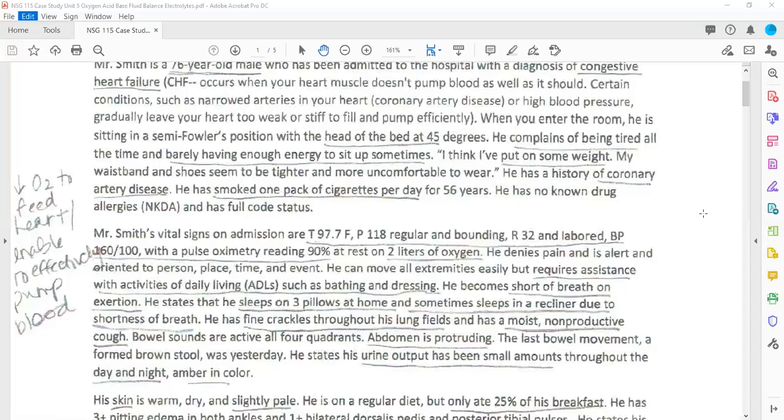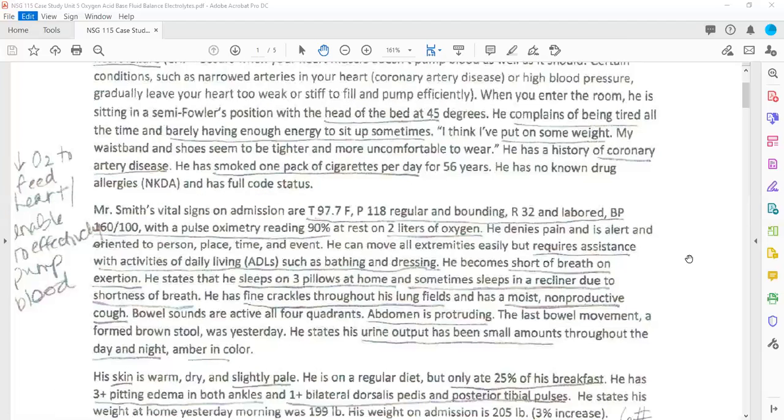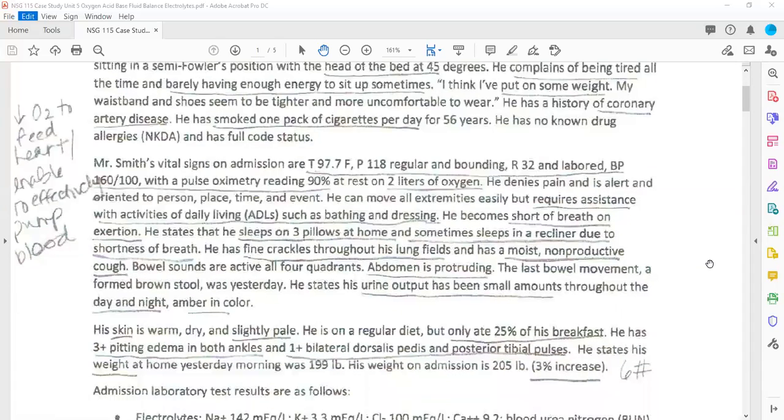The last bowel movement, it was a formed brown stool yesterday, so that's good. He states his urine output has been small amounts throughout the day and night, amber in color. So amber, we could mean would kind of be on the outer aspects of normal, so kind of a darker yellow. And his urine output's been small, so he's going small amounts when he is going, but it sounds like he's going frequently, so throughout the day and night. So he sounds like he may be retaining some fluid.